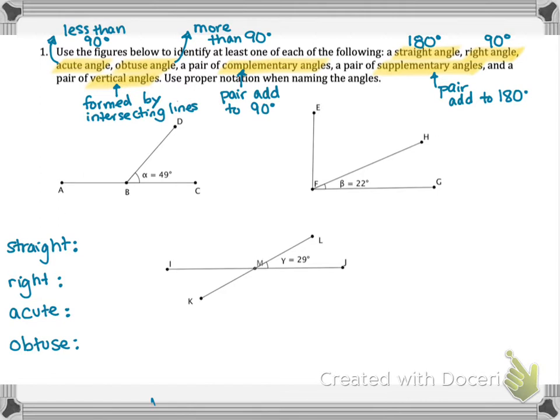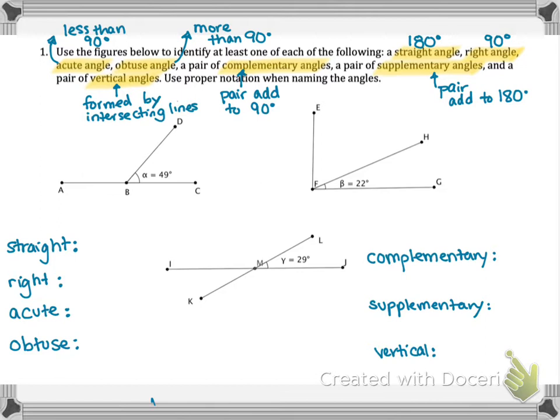And then in terms of pairs, we're looking for a pair that's complementary. So that's going to be 2. We're looking for a pair that's supplementary. It's going to be another 2. And then we're also going to look for a pair of vertical angles. Okay, so we're going to go for the stuff on the left-hand side first.